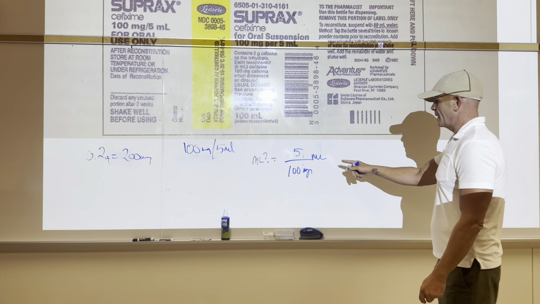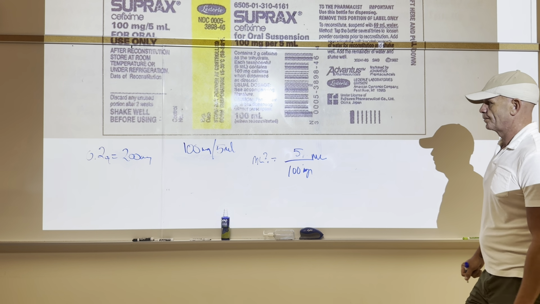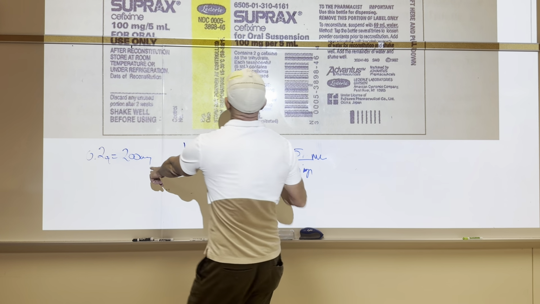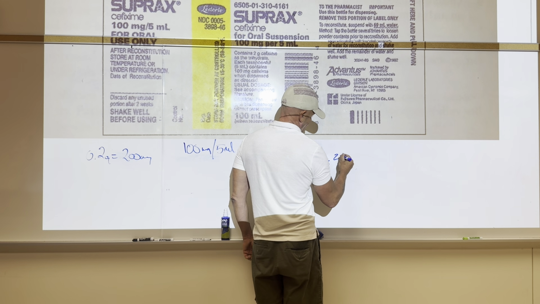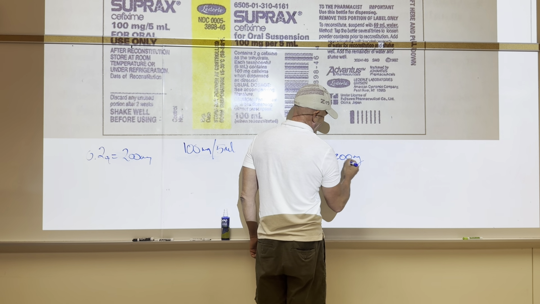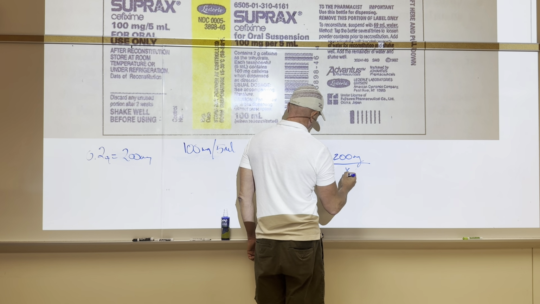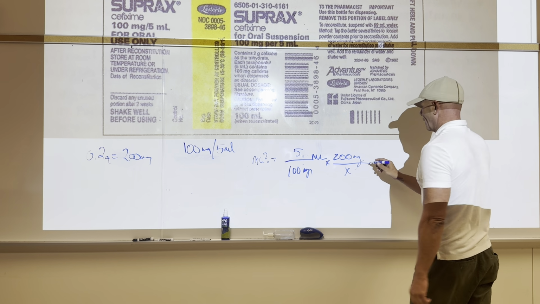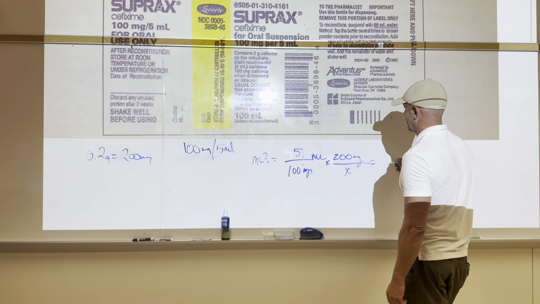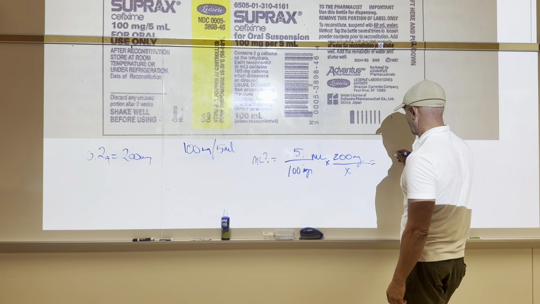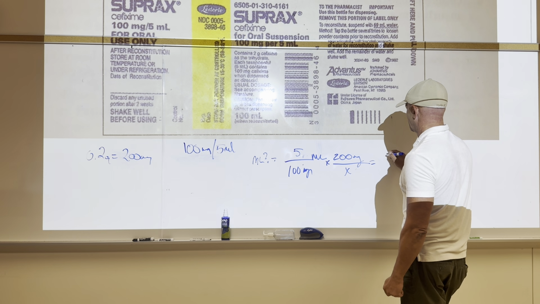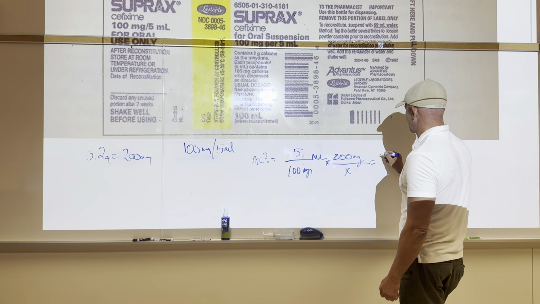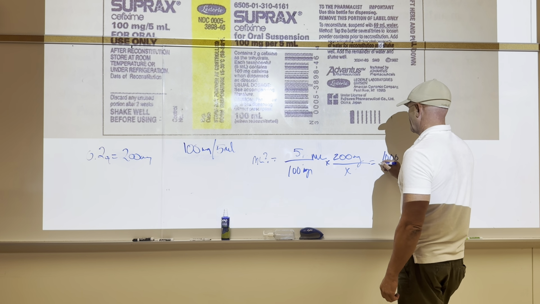Okay, so 5 mLs over 100 milligrams. Well, they give you 200 milligrams, right? So 200 milligrams here, because that's our given dose, over X. 5 times 200 is what? Five times 200 is 1,000 over X.